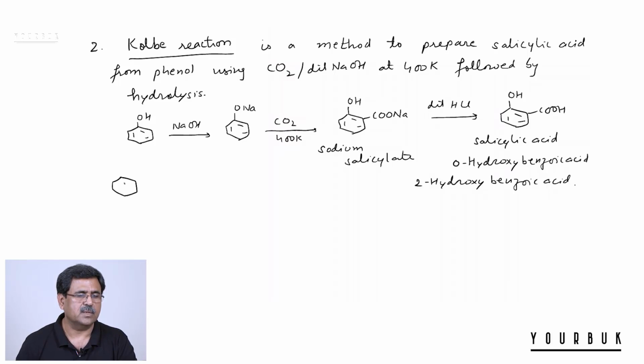Now, this is the mechanism involved in Kolbe reaction. This is sodium phenoxide. The negative charge of oxygen participates in resonance with the benzene ring. So, the ortho carbon then acquires a negative charge, and this ortho carbon then attacks the positively charged carbon of the carbon dioxide, and gives this product.